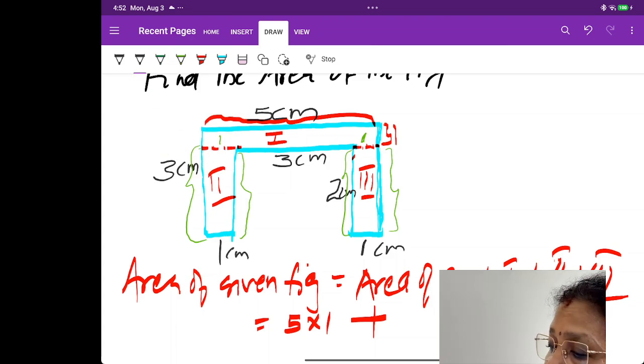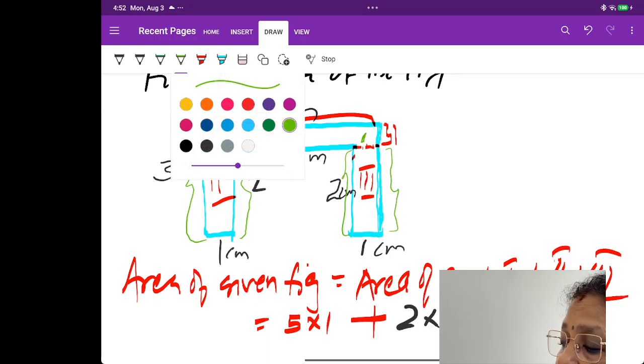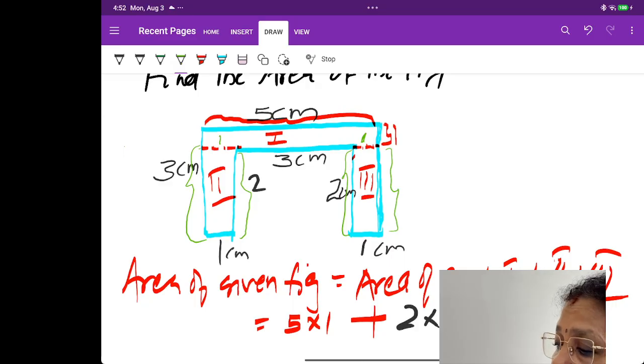rectangle 2. This is total was 3 and this is 2. So, this one is 2. So, length is 2 and breadth is 1. Okay, plus what? Plus, now this one is also same, length into breadth.